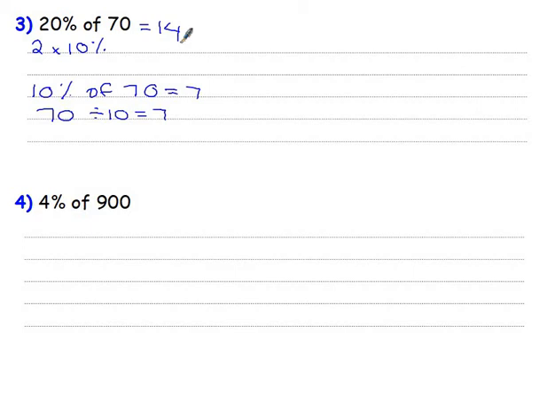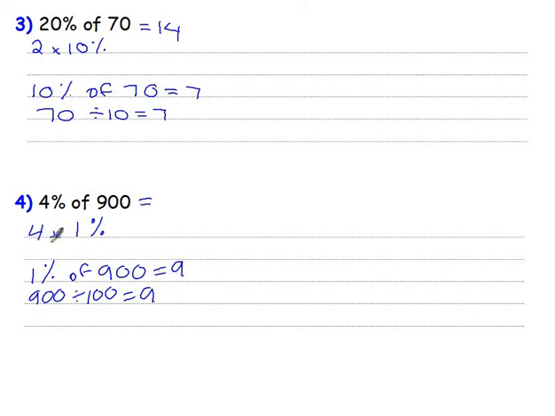And our next example is asking for 4% of 900. Now 4% is the same as 4 times 1%. And to find 1% of 900, we have to divide 900 by 100. 900 divided by 100 is 9. So 4 times 1%, so 4 times 9 is 36.